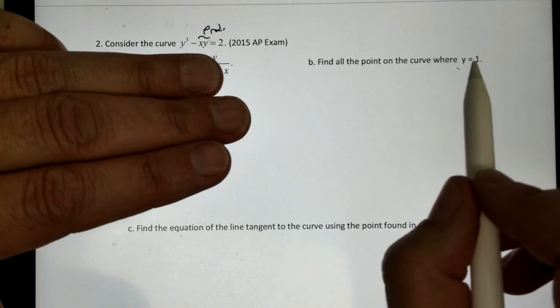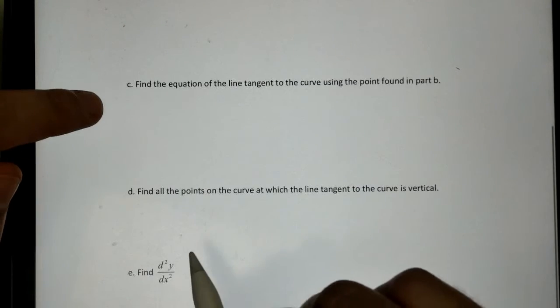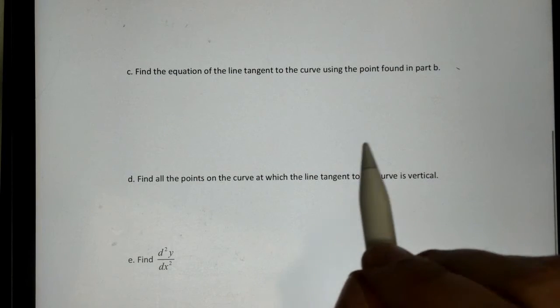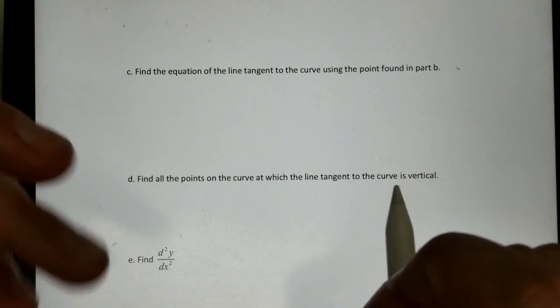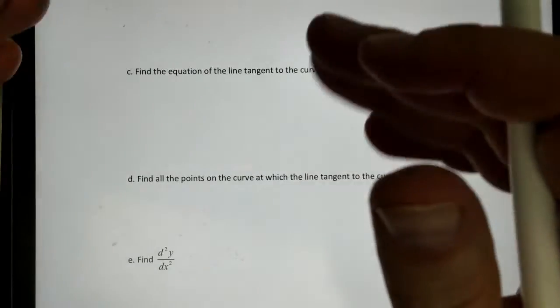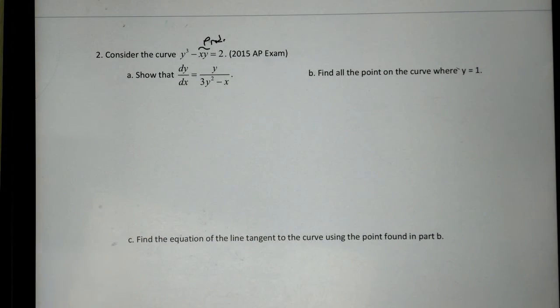Can you find the points on the curve where y is 1? Can you write your tangent line at those points? And so on and so forth. Can you find where we have vertical tangent? So you can still answer all of these questions even though you can't take the derivative, because they already gave it to you. But we're going to go and take the derivative anyways.